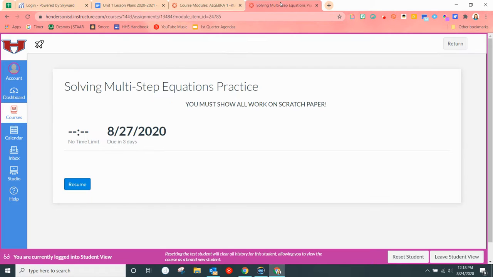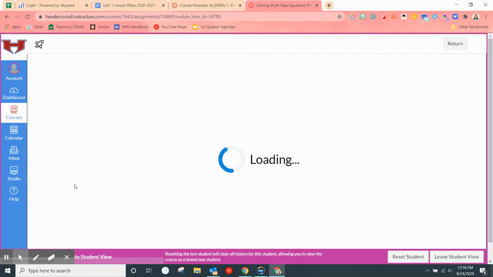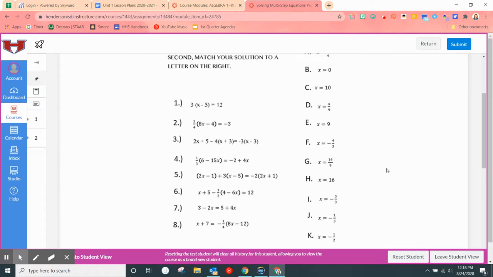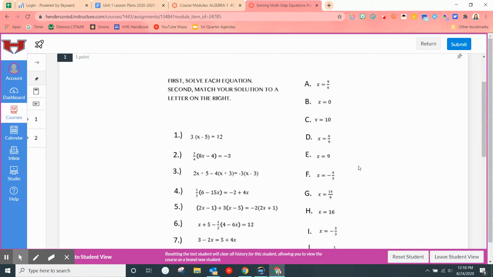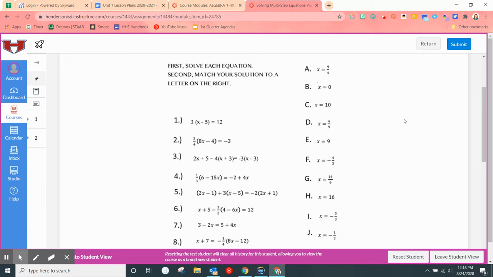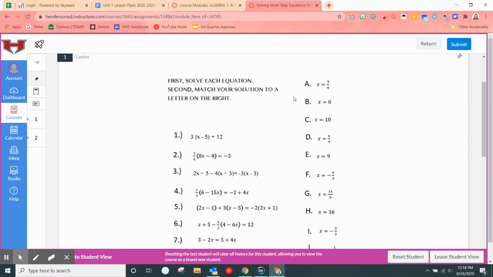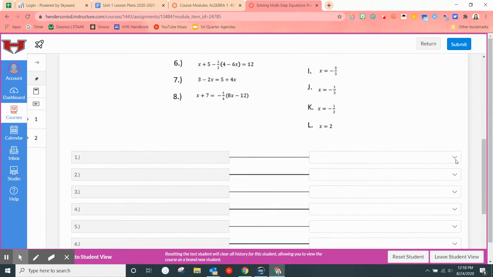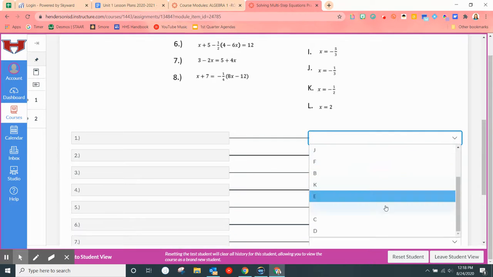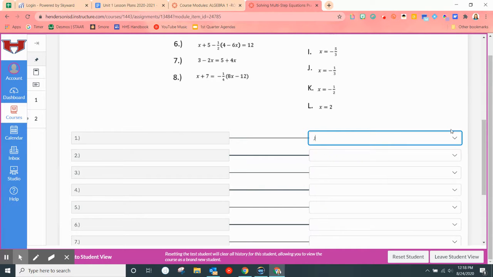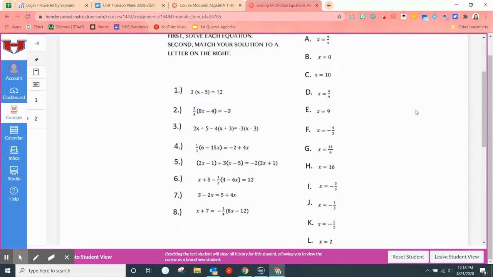So when you click on this, you're going to get this screen that's going to pop up and you'll hit begin, okay? So it's got 8 problems over here, and here's your answer bank over here on the side. So what you would do is you would solve number 1. You would figure out which one of these answers is your answer, and you'll scroll down and you'll choose that letter here. Like for number 1, I don't know, if your answer is J, you would put J.